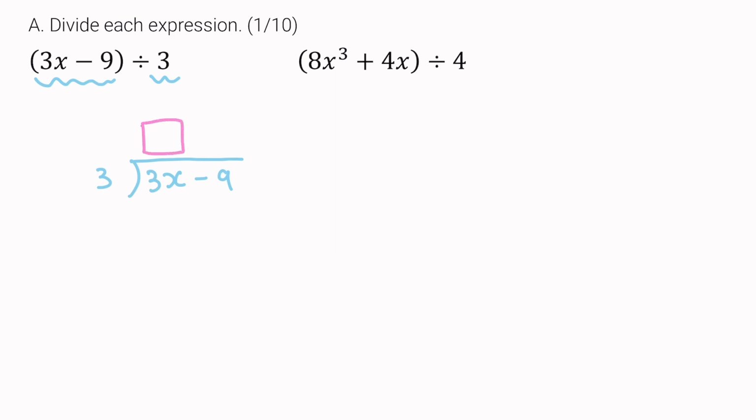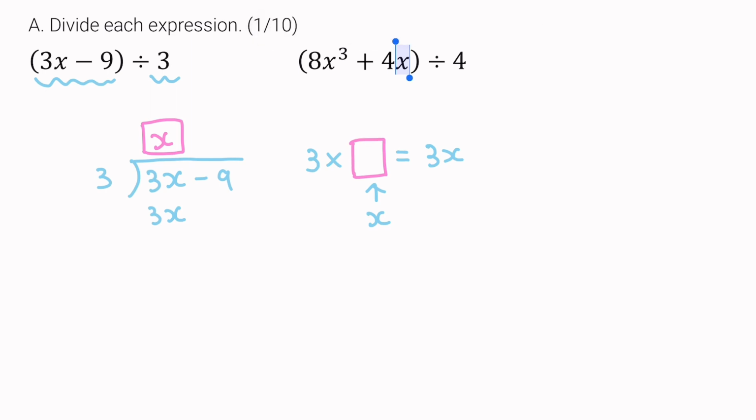I'm gonna place a number that's gonna give me 3x when multiplied with our divisor 3. So in other words, I'm going to come up with a number that when multiplied together with our divisor of 3 will give me 3x. And in this case, the answer is simple, it's x. So I'm going to place x here, and I'm going to go ahead and multiply 3 and x and write it right here to subtract from our polynomial.